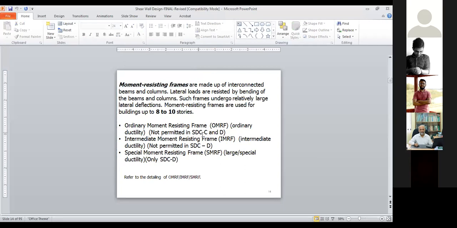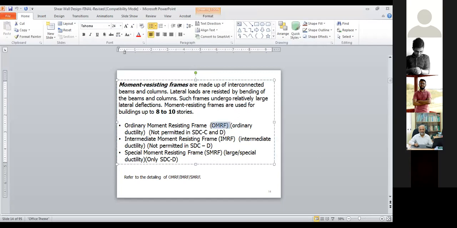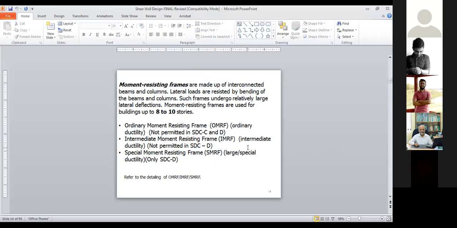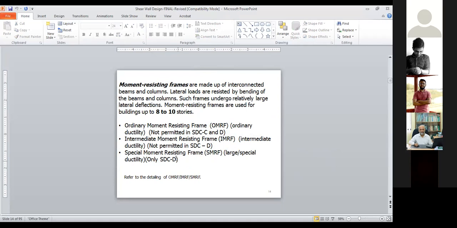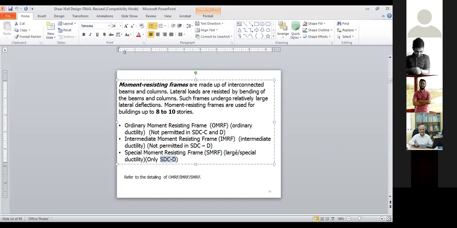Then it can be an ordinary moment resisting frame system. You all may know it. It can also be an intermediate moment resisting frame system, or a special moment resisting frame system. That is the ductility requirement of the frames. In a very high seismic zone in Bangladesh, of course, you have to use a special moment resisting frame system. That is seismic design category D.